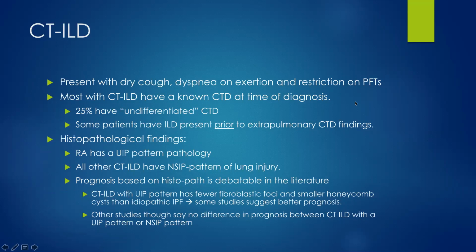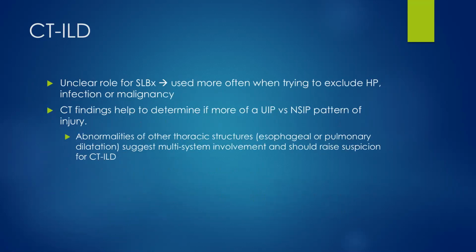Most of the time, these patients already have a diagnosis of some type of rheumatologic condition when they come in saying, I'm getting more and more short of breath. But in a good number of patients, they'll have nothing. Their first presentation of their rheumatologic condition is that they're getting more and more short of breath. Based on what type of rheumatologic condition they have, there are different types of interstitial lung disease that they can present with.